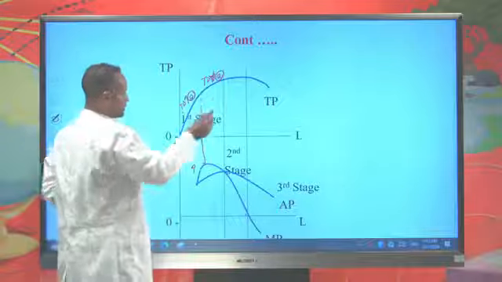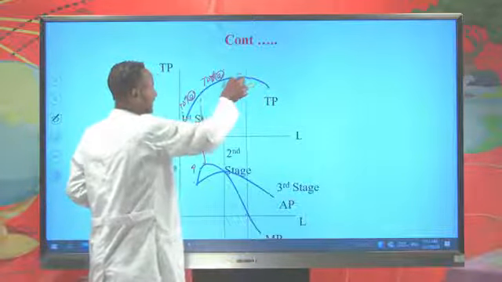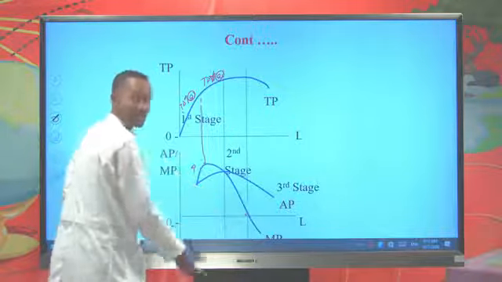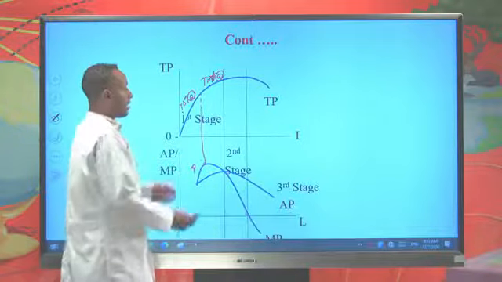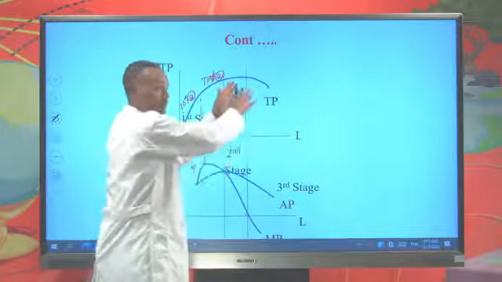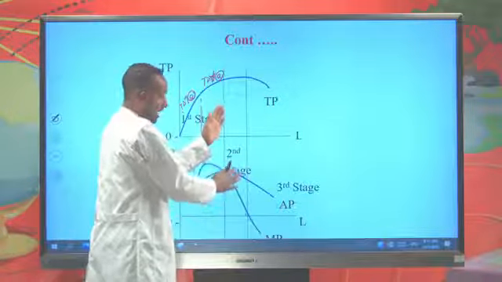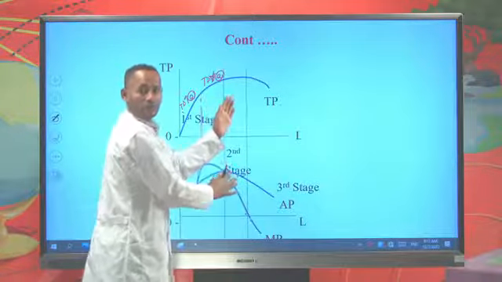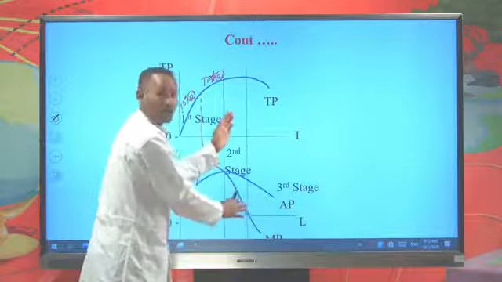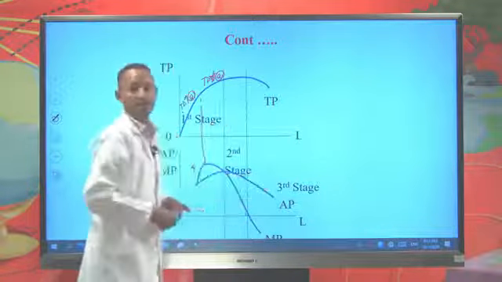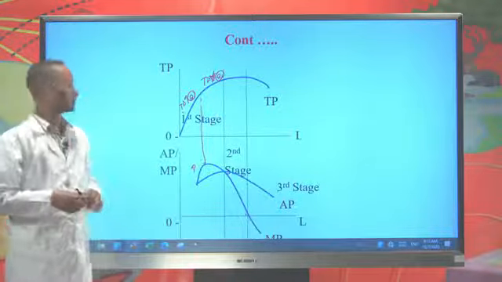At this point, the total product curve reaches its maximum, and whenever TP reaches its maximum, MP is 0. And beyond this point, the total product curve is declining, and whenever TP declines, you are asked to tell something about the patterns of the MP beyond this point. So whenever TP declines, MP is negative.